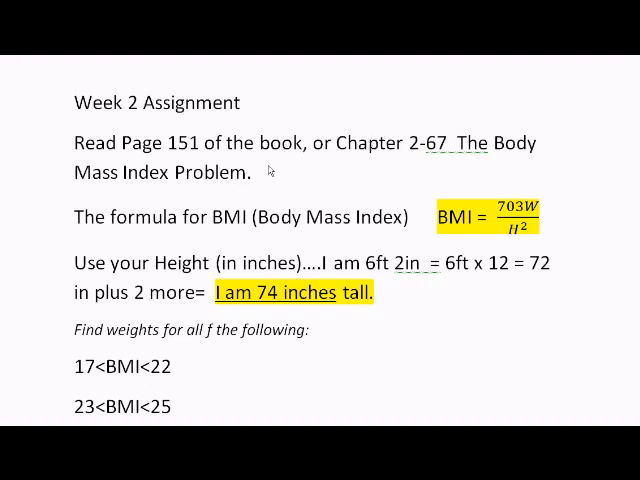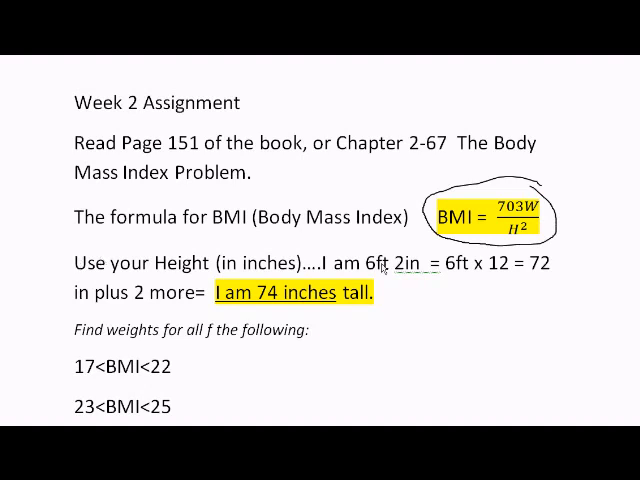Okay, after you read that little paragraph, the body mass index problem, you need to get the formula that's there. The formula is your body mass index, BMI, equals 703 times W, divided by h square, h to the second power. And h stands for your height in inches.